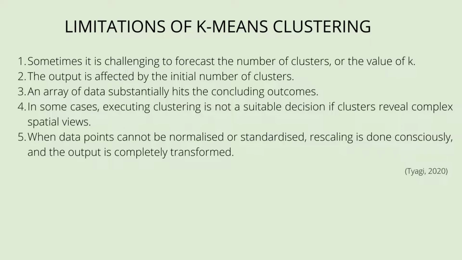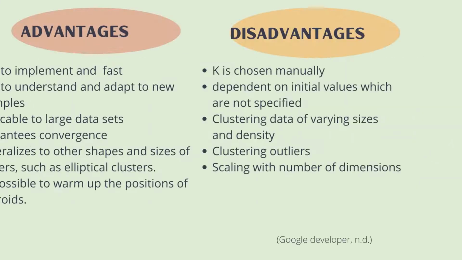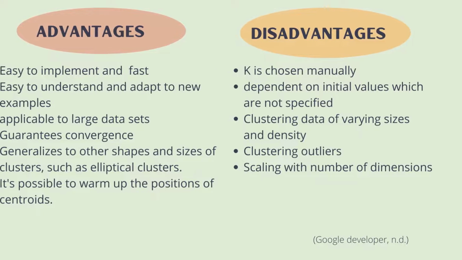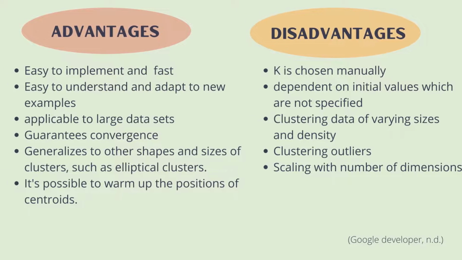K-means has limitations, such as difficulty forecasting the number of clusters K, and it is not suitable for complex spatial cluster views as well. K-means is easy to implement and understand. It is also applicable to large datasets and guarantees convergence.